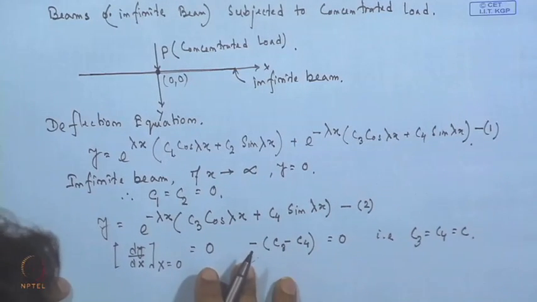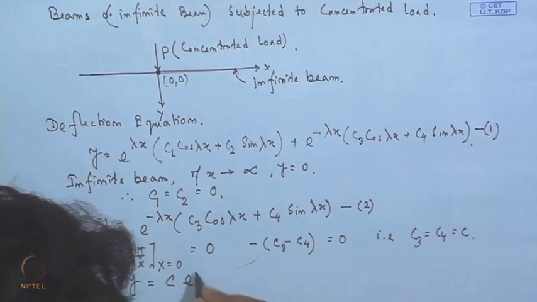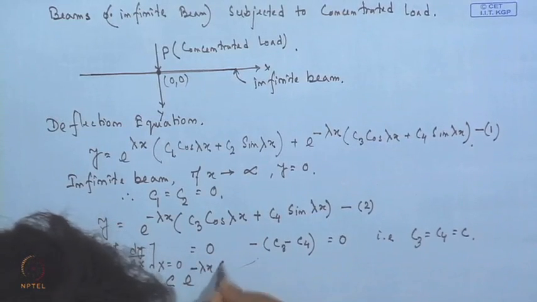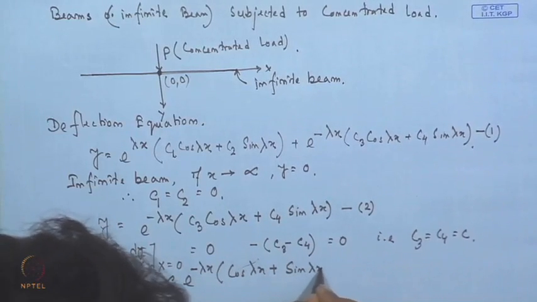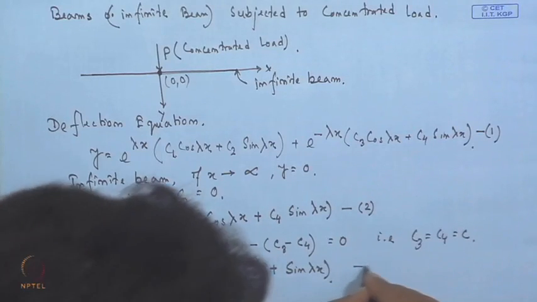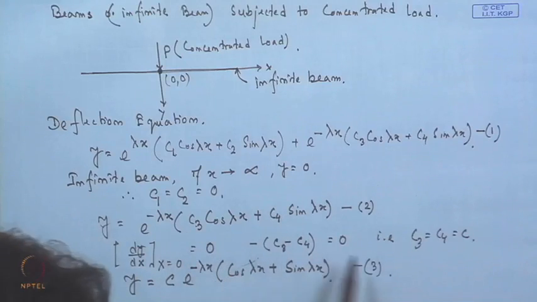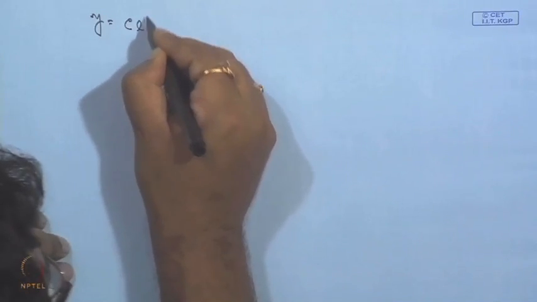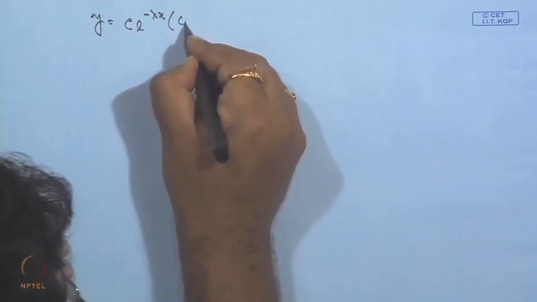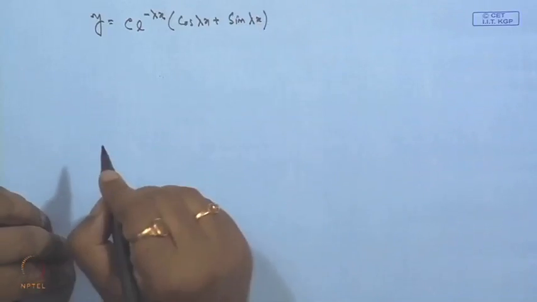So, equation 2 will be further reduced to y equals e to the power minus lambda x, c times (cos lambda x plus sin lambda x). So, that is expression 3, because c3 is equal to c4 is equal to c. Now, if I write expression 3 again, that is y is equal to c e to the power minus lambda x (cos lambda x plus sin lambda x).